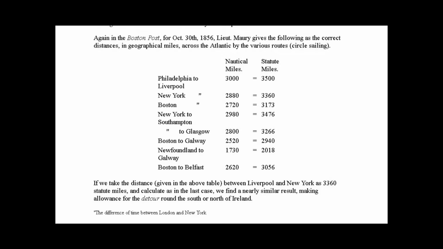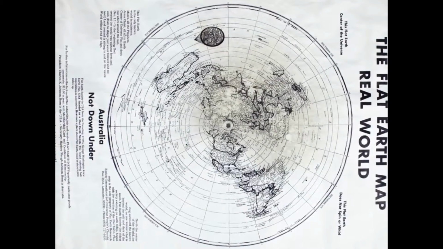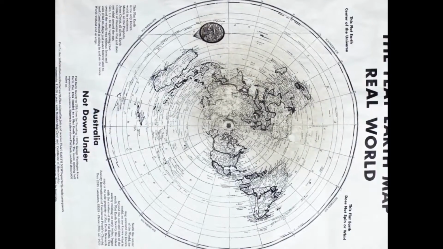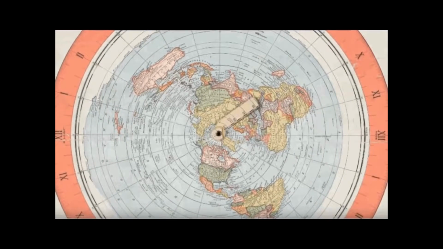Newfoundland to Galway, 1,730 nautical miles, 2,018 statute miles. Boston to Belfast, 2,620 nautical miles, 3,056 statute miles. If we take the distance given in the above table between Liverpool and New York as 3,360 statute miles, and calculate as in the last case, we find a nearly similar result, making allowance for the detour around the south or north of Ireland.